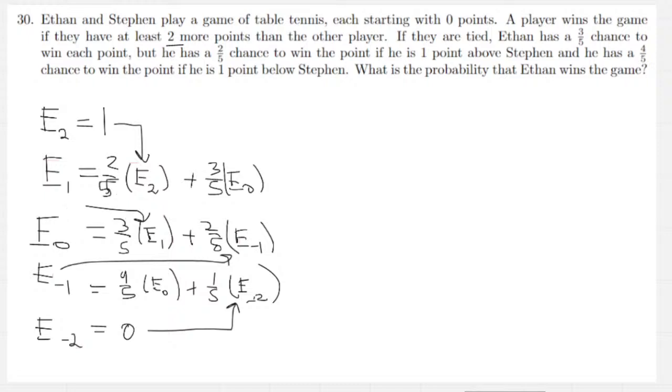And so the end result is that Ethan has a 3/4 chance of winning the game. So E0 is 3/4. Okay, so that's everything on the individual rounds. So we'll now go to the bonus questions.